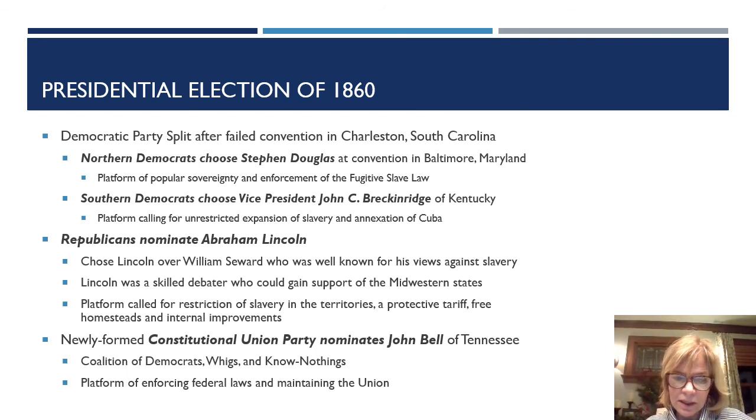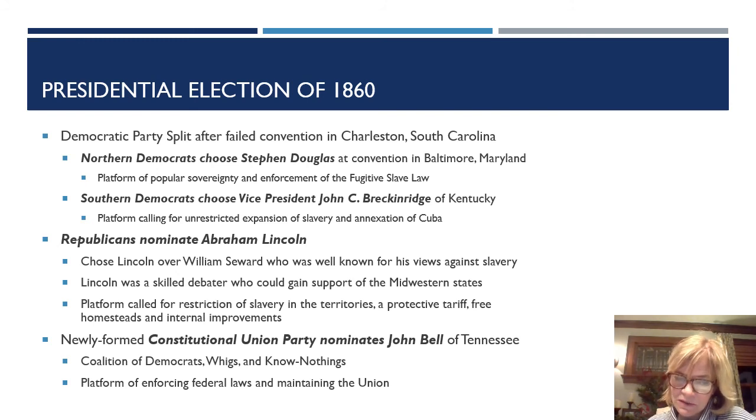And then the Republicans, they choose Abraham Lincoln over William Seward because William Seward, his views on slavery were well known, and he had some more political enemies than Lincoln. Plus, Lincoln was a very skilled debater who could probably help to carry a lot of Midwestern states. The Republican platform was to restrict slavery.